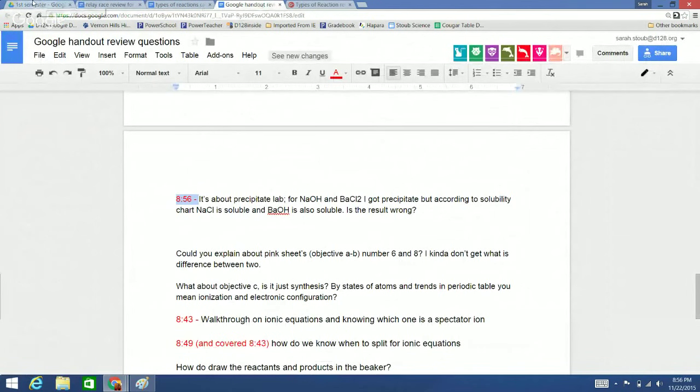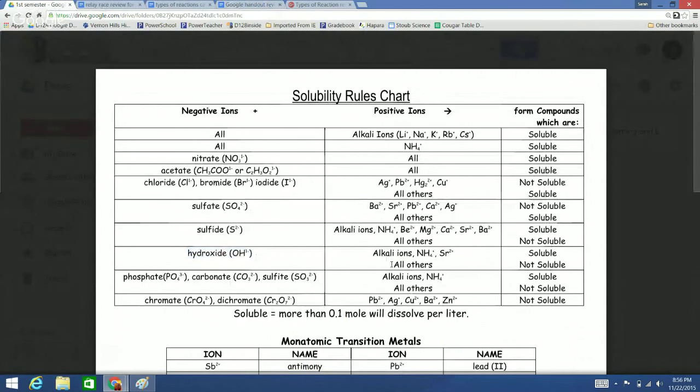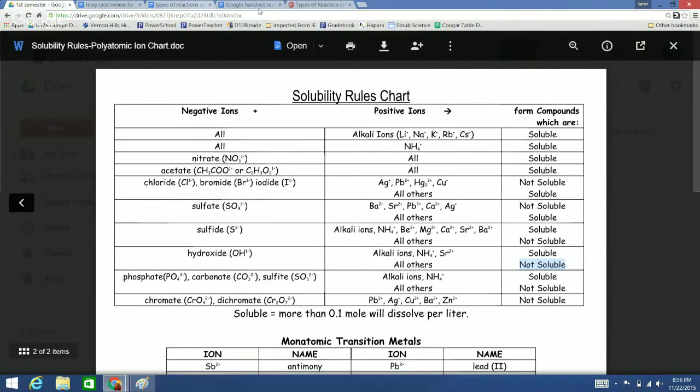So that right there is where you're reading the solubility chart wrong. Barium hydroxide, hydroxides are here. Barium is an all other situation, so it is not soluble. Barium hydroxide is a solid. So yes, you're reading the solubility charts wrong.